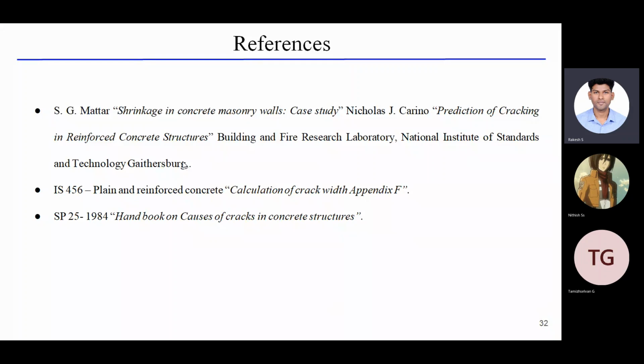And these are the references that we took: the guide to shrinkage in concrete for masonry walls, a case study on the prediction of cracking in reinforced concrete structures, and also the IS code, Indian Standard, for calculation of crack width from Appendix X, and the SP 25 handbook.